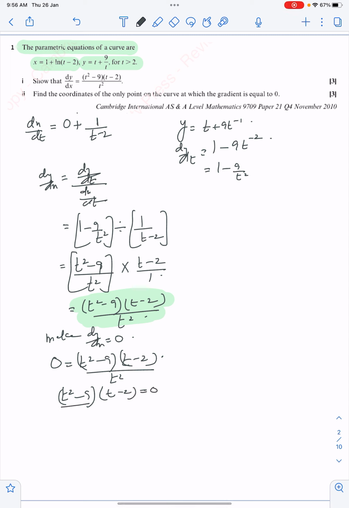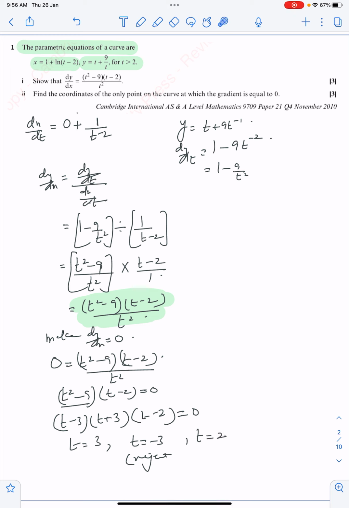Okay, from here you're getting three factors: t minus 3, t plus 3 and t minus 2. If you make each bracket equal to 0, one answer is 3, one answer is negative 3, which you have to reject because t cannot be negative, and one answer is 2. Since we know that t is greater than 2, you're going to just accept the value 3.